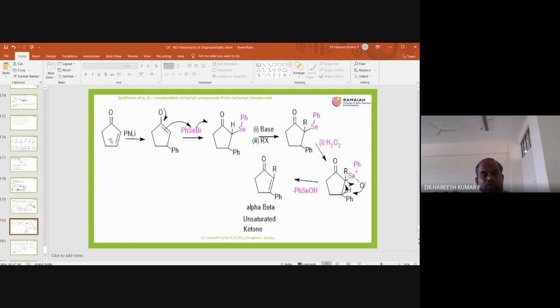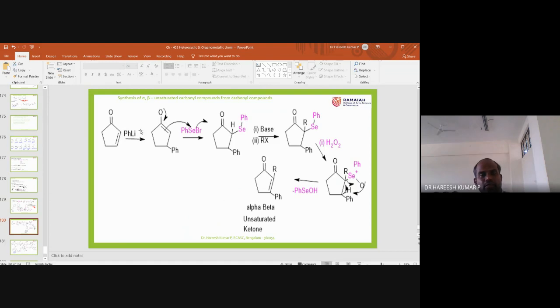So this is cyclopentadienone. This is also a cyclopentadienone, but the substituents are different. Okay. So you can say that an alpha, beta unsaturated carbonyl compound is converted into a substituted alpha, beta unsaturated carbonyl compound. But actually what we are talking about is the role of organo-selenium compounds. So this organo-selenium compound, what it will do, it will convert this moiety into this.